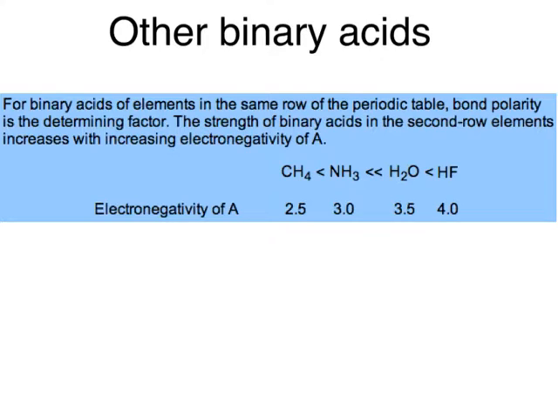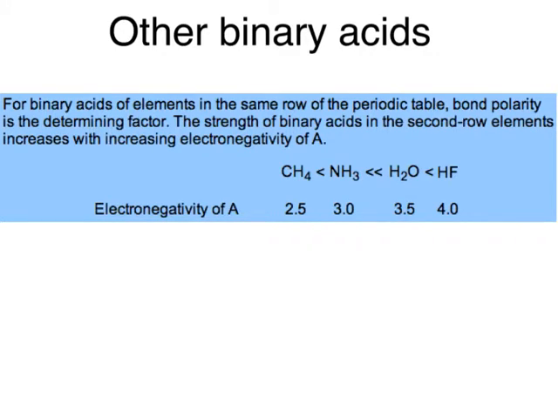Okay, so as you go across a period, the acidity increases with increasing electronegativity. However, as you go down a group, the acidity also increases because it's easier to separate the substances from each other, the atoms in a molecule from each other.